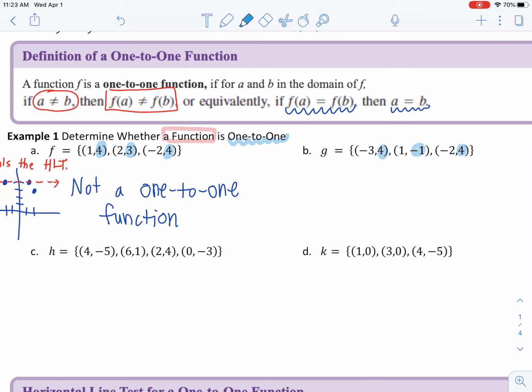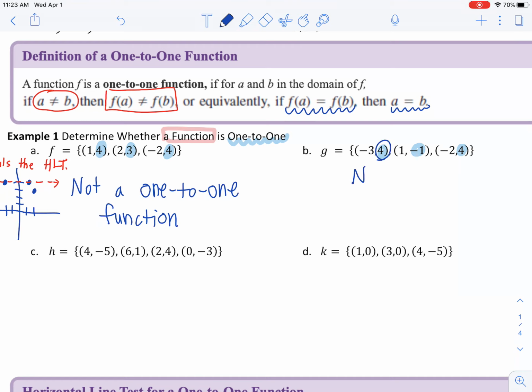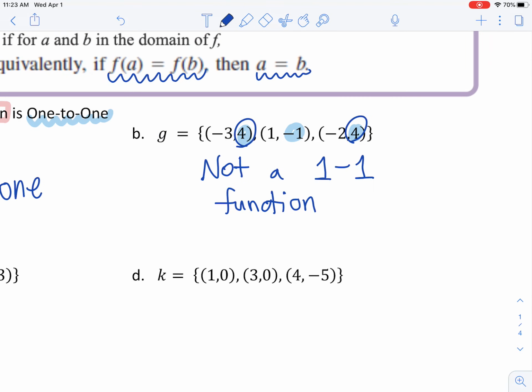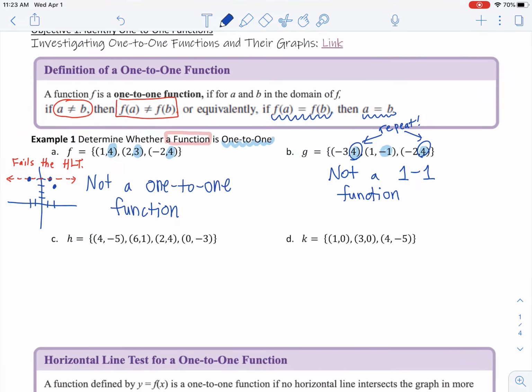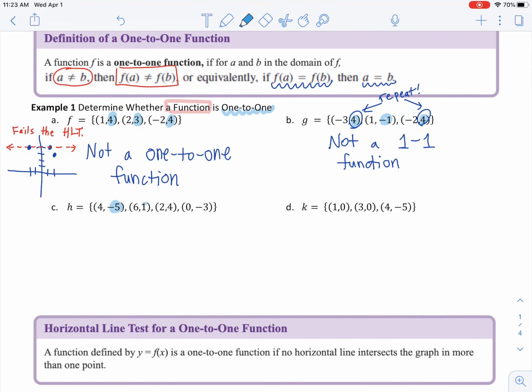All right, let's look at B together. Highlight all the y values, 4, -1, and 4. What do you think? This is not a one-to-one function either. Why? Because, again, that little 4 repeated. Instead of spelling one-to-one, you can say 1, 2, 1, like this. Not a one-to-one function. And you can graph this, and you will see 2 points that have the same y value. It's going to fail the horizontal line test. But as long as you can see that one of the y values repeated, then it's not a one-to-one function.